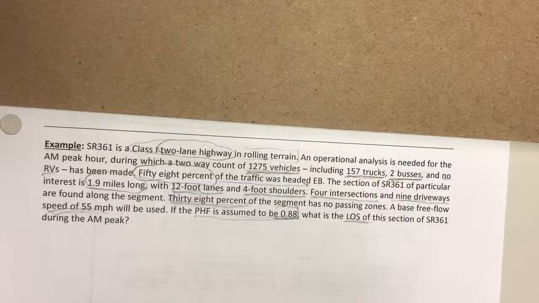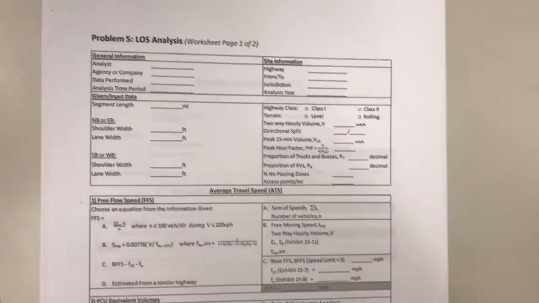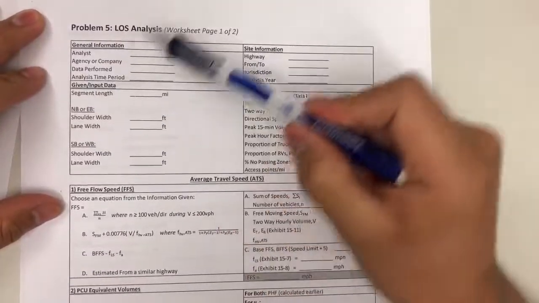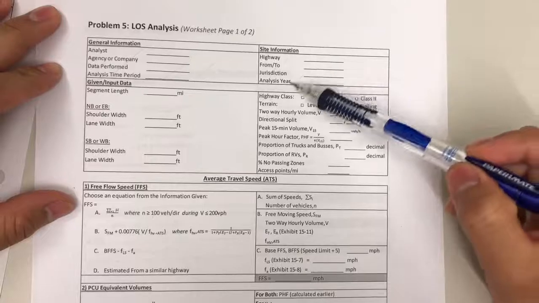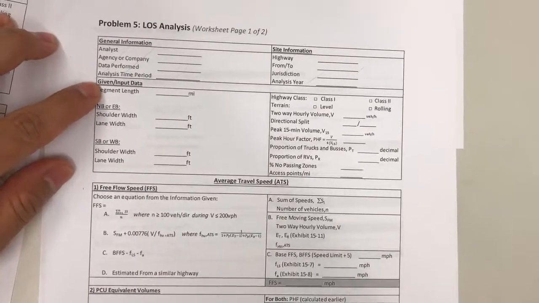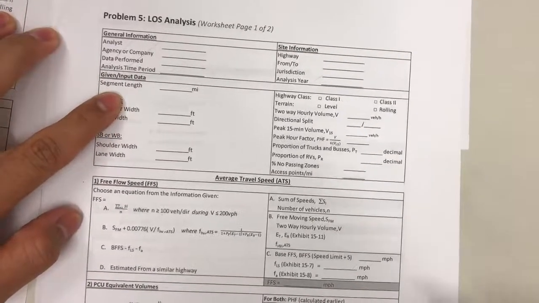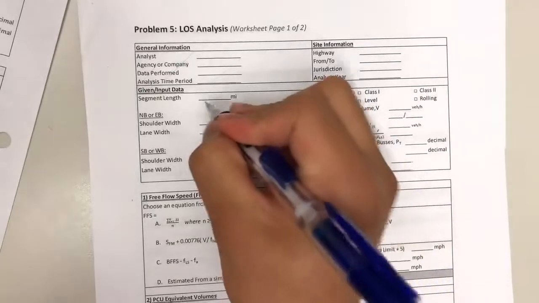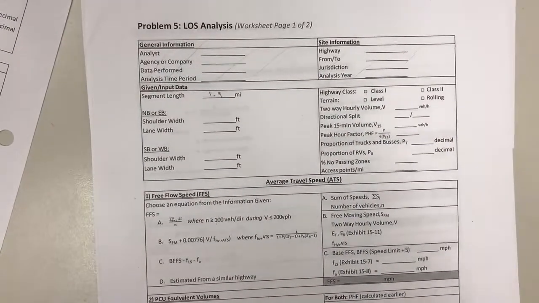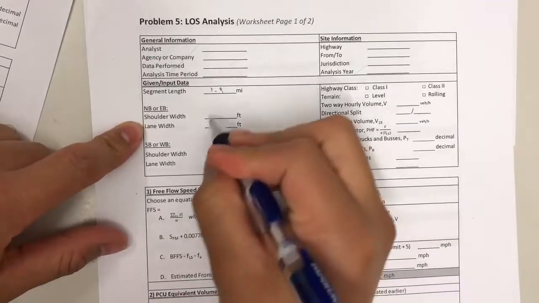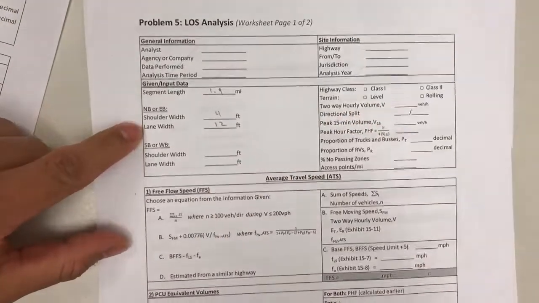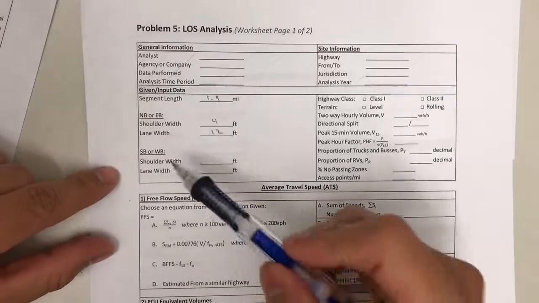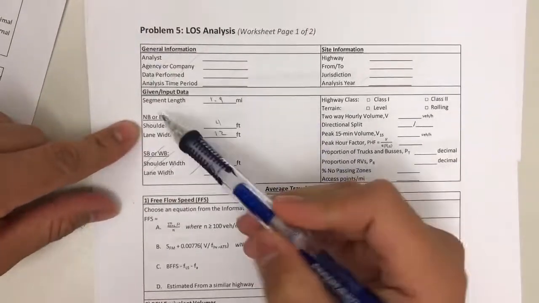Okay, so I'm going to start with this table, and this isn't too important for the calculations, so we could ignore that. But we could start here with the input data. So the segment length: we know we have a segment length of 1.9 miles, and shoulder width of 4 feet, lane width 12 feet. Southbound or westbound is not important because our problem explains that it's eastbound.